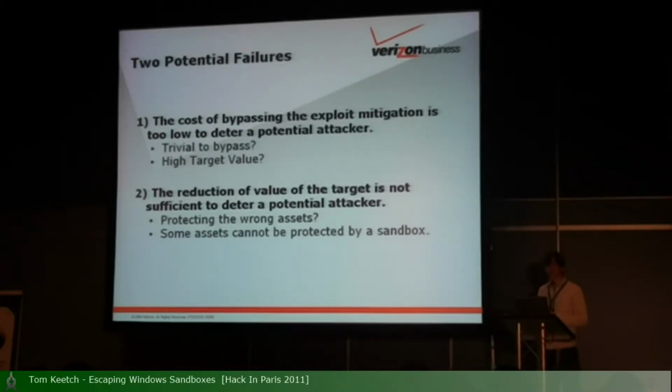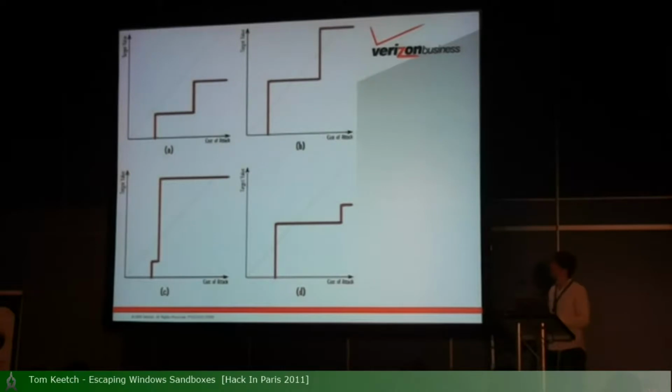The second failing, which is more relevant to sandboxes, is that it doesn't reduce the value of a remote code execution bug for a particular application. So either the sandbox is protecting the wrong assets, or they're assets that actually just can't be protected by a sandbox. Depending on the type of application, it might be that a sandbox is completely pointless. So there are four cases.